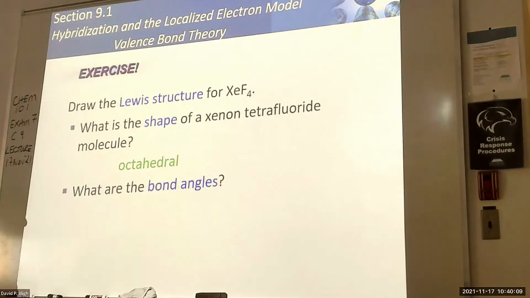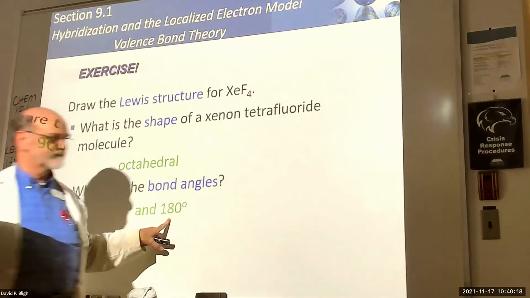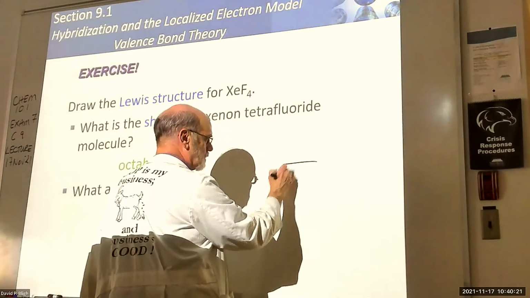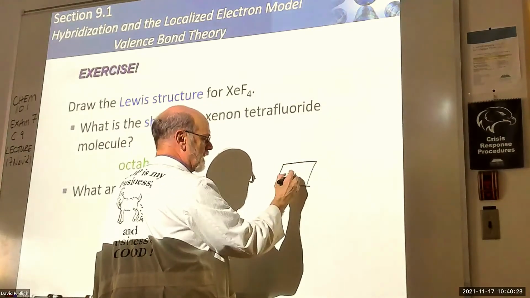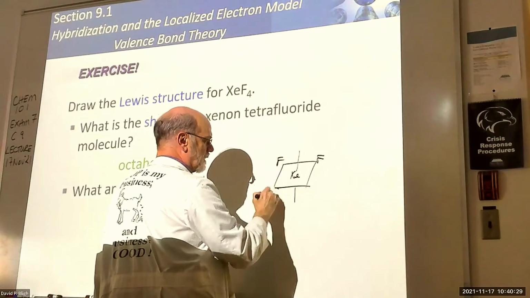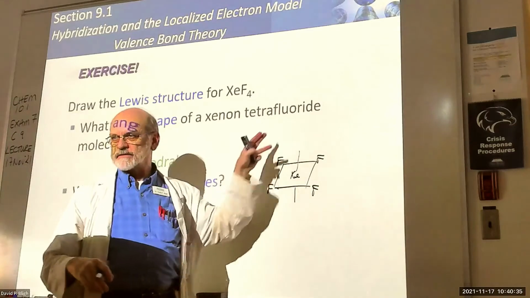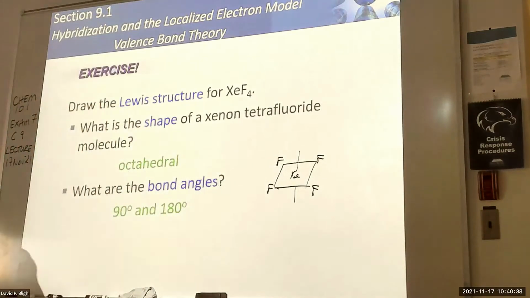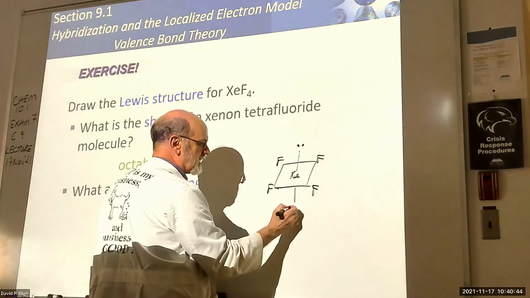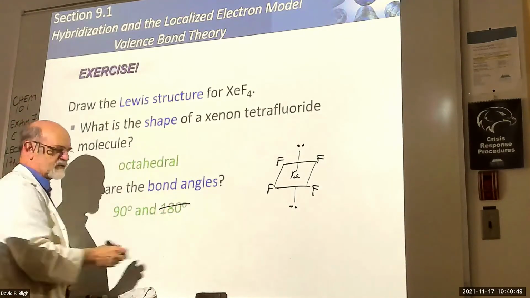Okay. Bond angles. Well, for this molecule, there won't be a 180, because we're going to have a square, with xenon in the middle and fluorines around it. So for octahedrals, when you have lone pairs, they tend to go at the apexes, unlike trigonal bipyramids, where they like to be in the triangle. So we've got lone pairs here and here. Now we don't have 180 degrees. I probably should fix that slide.